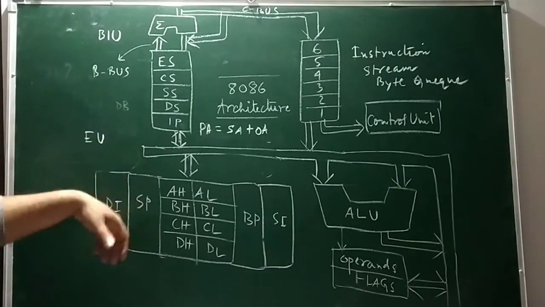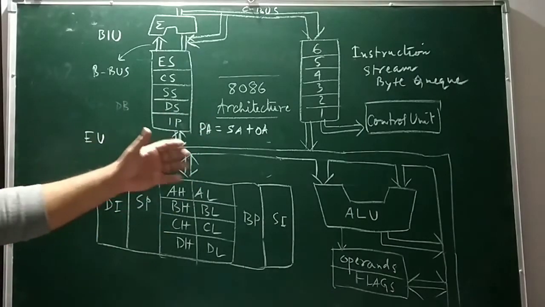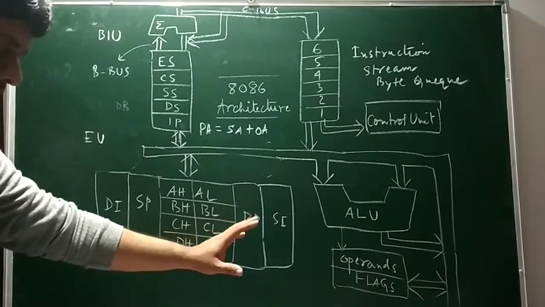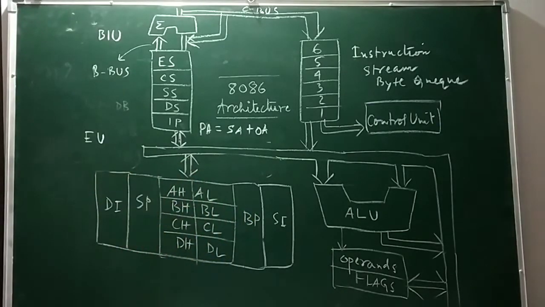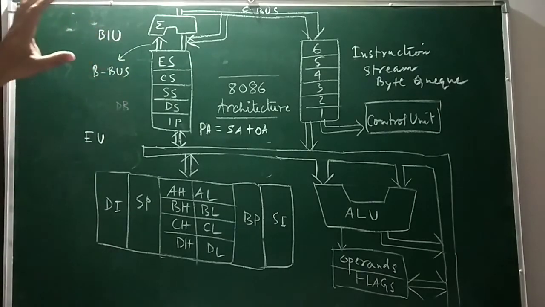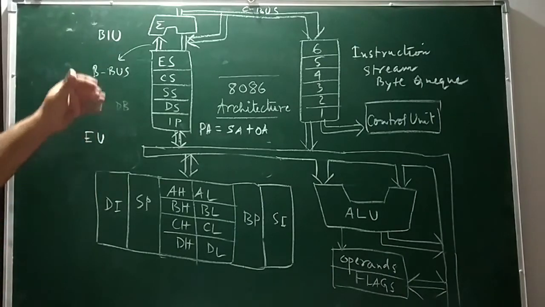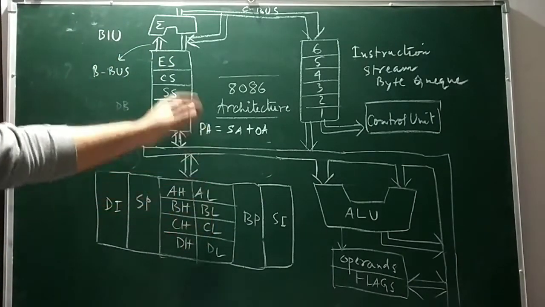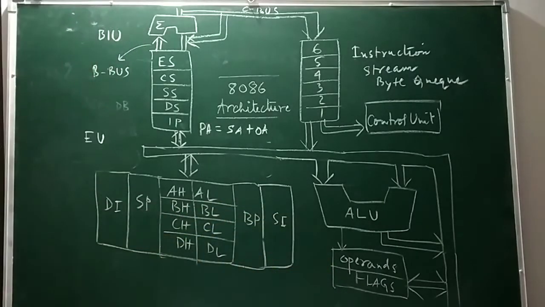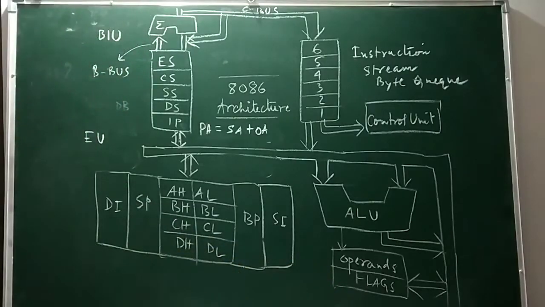The index registers are particularly useful for string manipulation. So all these index registers are basically useful for any string manipulation. Now the general purpose registers are done, then the different segment registers, then the different pointers and index registers are done. Next will be our flag registers. So flag registers are here.